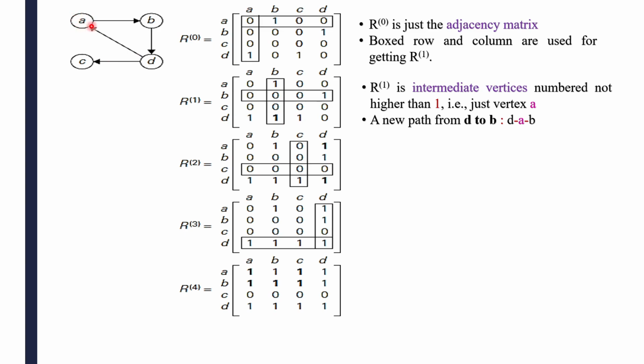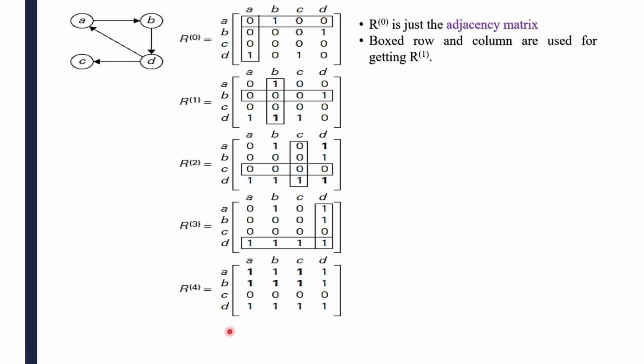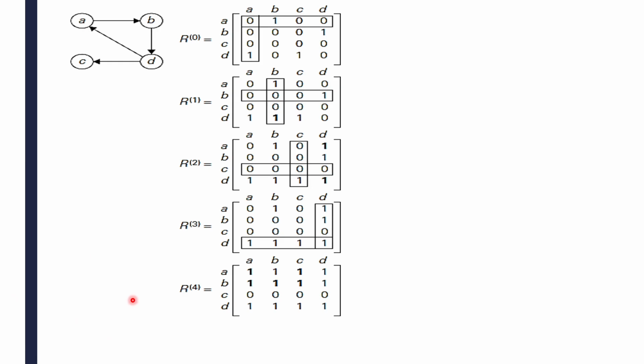A is the intermediate vertex. With the help of this node, I can reach B now. See here, the path D to A and A to B exists. So that's why its value is changed. It is changed to 1 here.